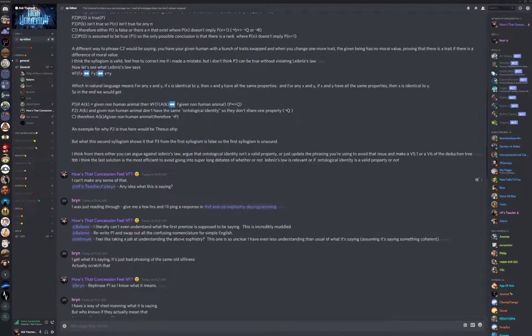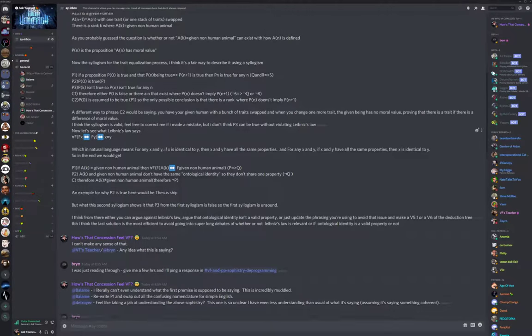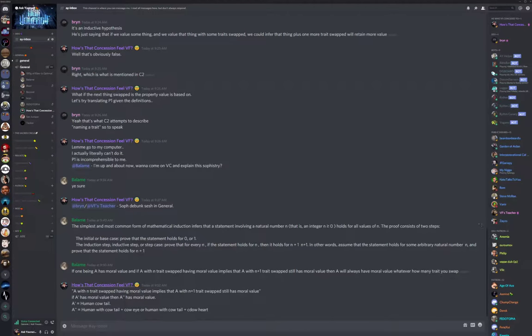Yeah. Okay. So the first syllogism is stating that there is a trait because you find a point where it isn't true. Well, one second, let's just look at this. What P1 is saying is that if one being A has moral value, and if A with N traits swapped having moral value implies that A with N plus 1 traits swapped has moral value, which it doesn't, so that's false. So this is the form: P and Q implies R. Then A will always have moral value however many traits you swap. Yeah, that's my P1.